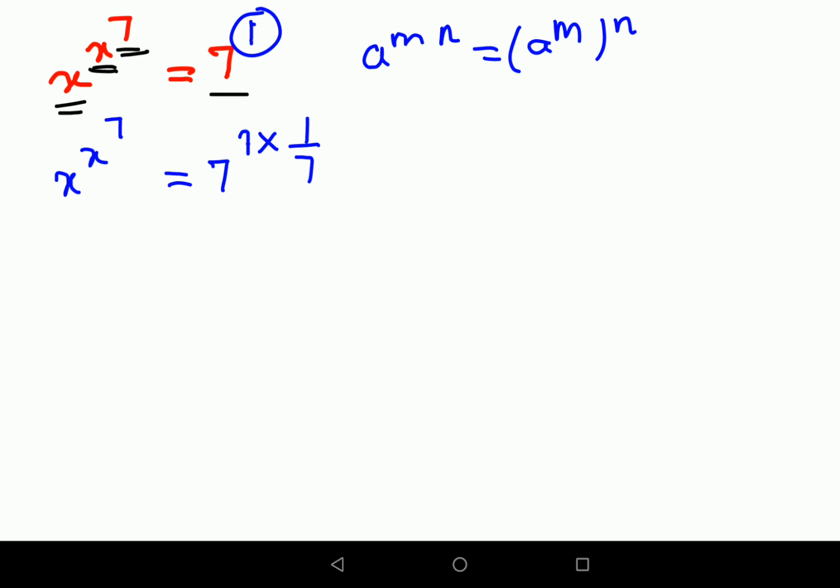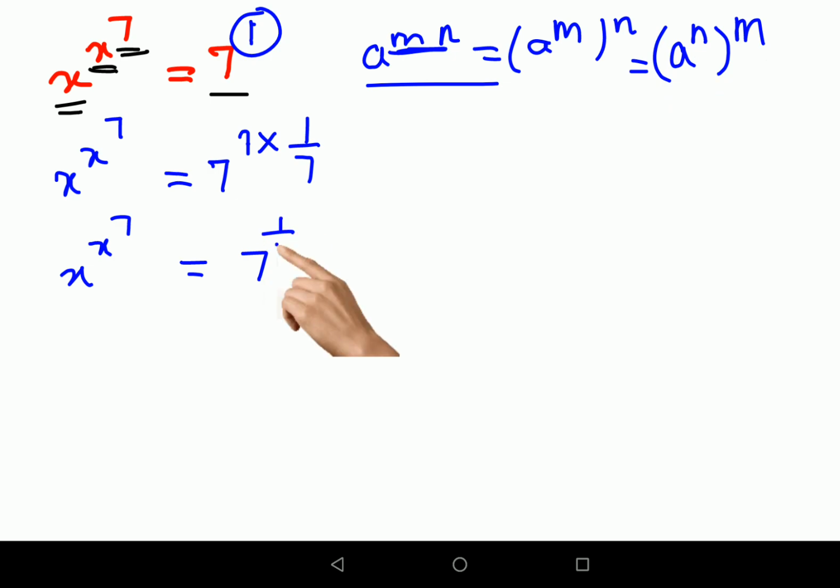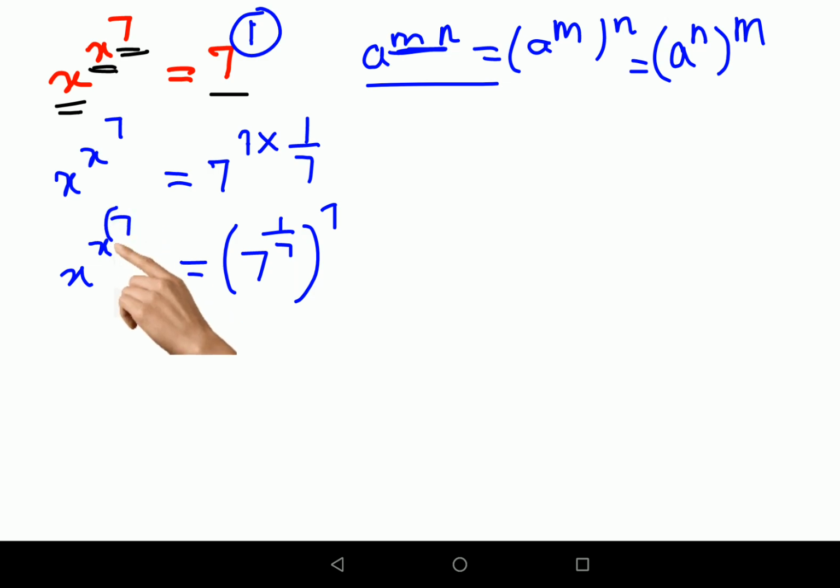So now I'm using this logic and I'm going to write this x raised to 7 as nothing but what? 7 raised to 7 into 1 upon 7. Again, I can also write this as nothing but what? Since this is a multiplication, it's commutative, right? So I can shift your n inside and put your m outside. So I'll write this as nothing but 1 upon 7, the whole raised to 7. Why am I doing that? You will understand quickly. Why have I shifted the 1 upon 7 inside? Because I want to get rid of 7 from here.